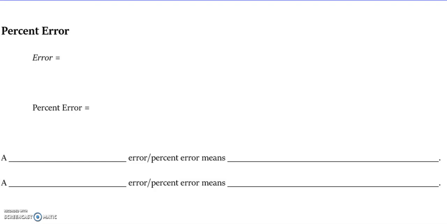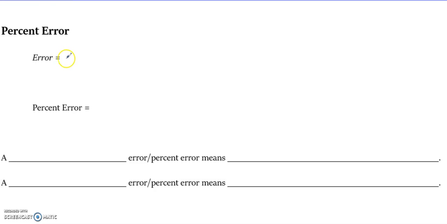This video is on percent error, what it means and how to calculate it. So percent error is a percentage of how far off an experimental answer is from an accepted or actual answer. The accepted is kind of like the right answer. So first we need to understand what error is.